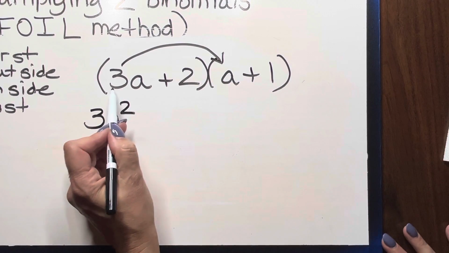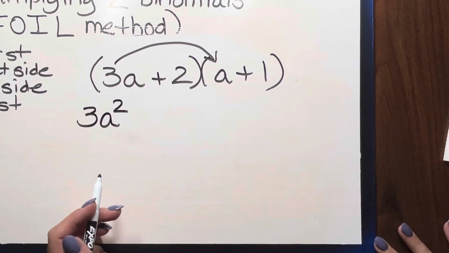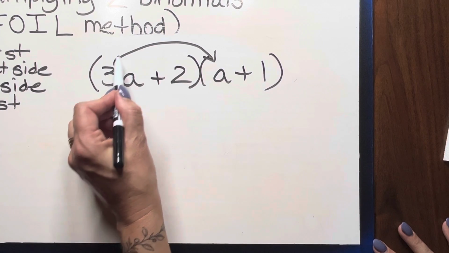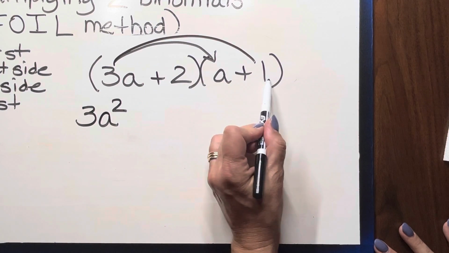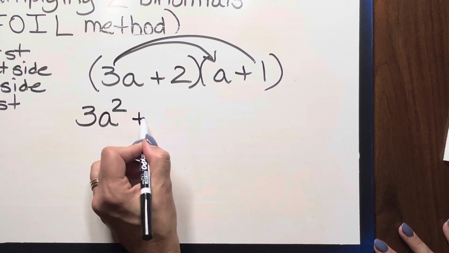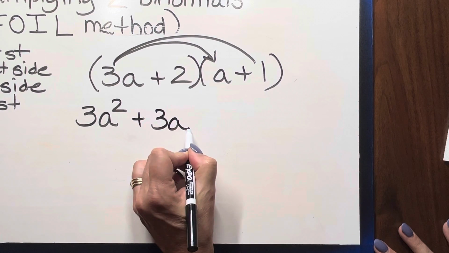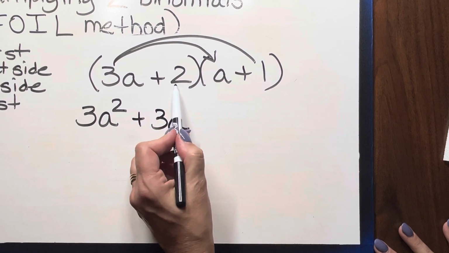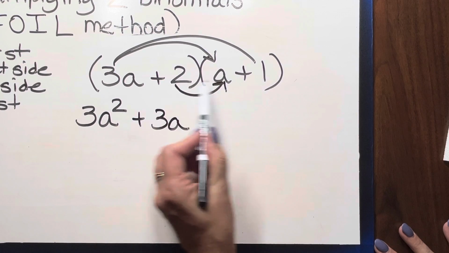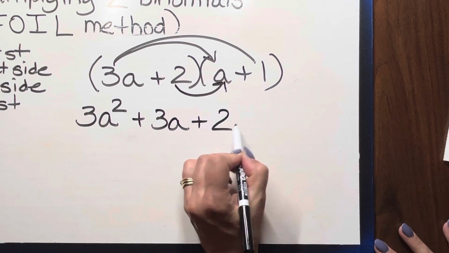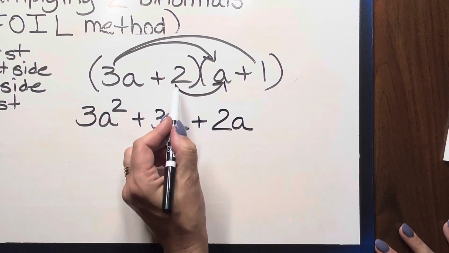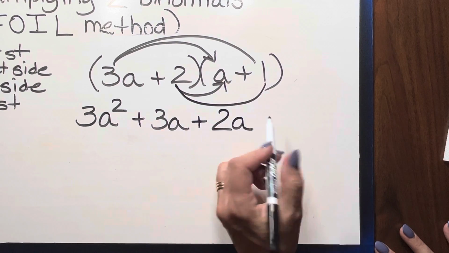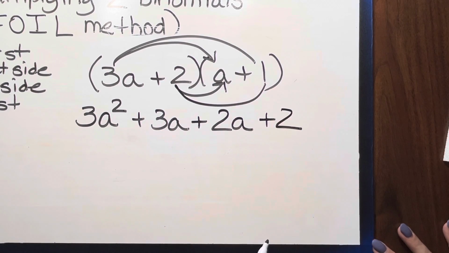So we have another coefficient here that's not just a 1. Then my outside terms are the 3a and the positive 1 here. So that's just a plus 3a. My inside terms, the ones that are closest to each other, plus 2a here when we multiply. And then the last two terms, 2 times 1 is a plus 2.